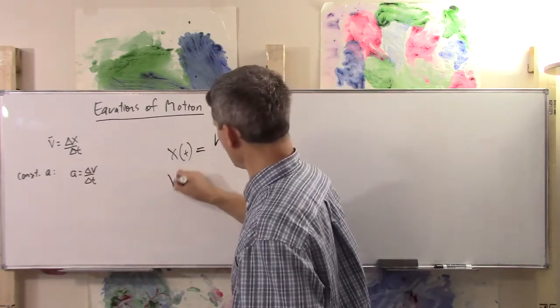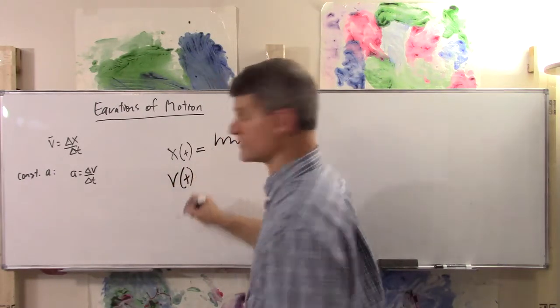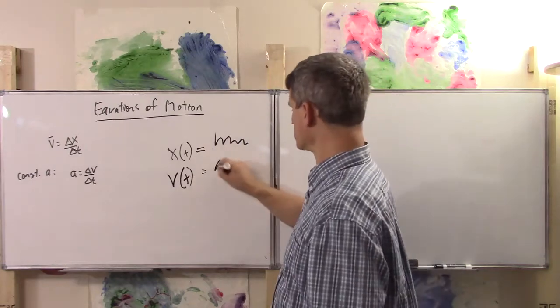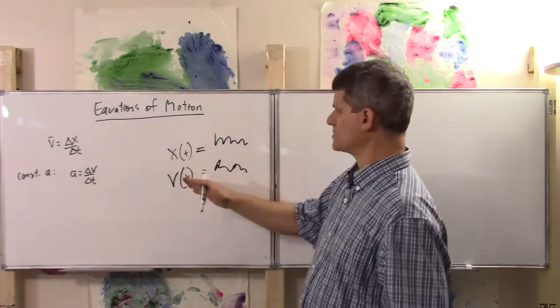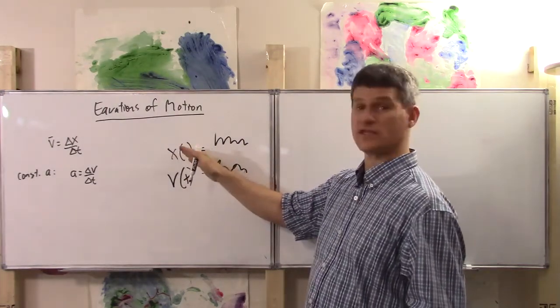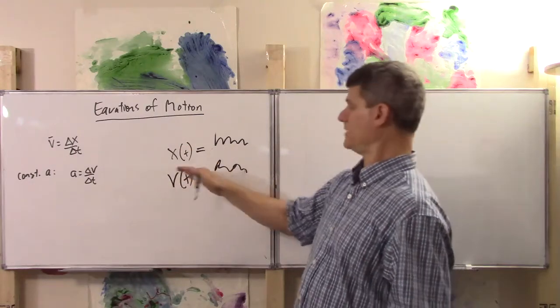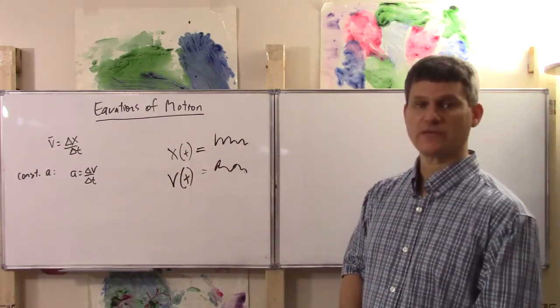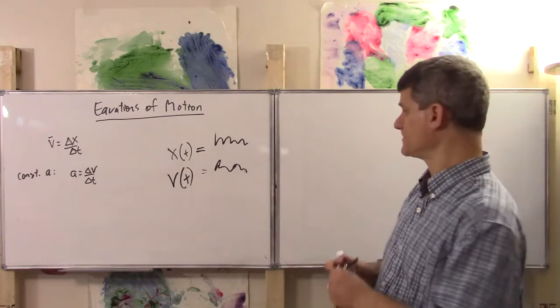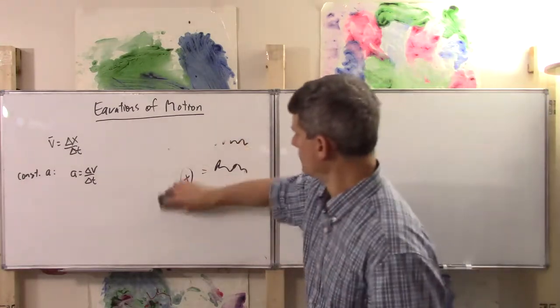And then we're also going to have an equation for velocity as a function of time. So it's going to be a whole bunch of stuff that also involves time. So it tells you where the object is at any given time and how fast it's moving at any given time. So that can be a pretty useful thing for solving problems. So first we're going to derive these equations of motion.